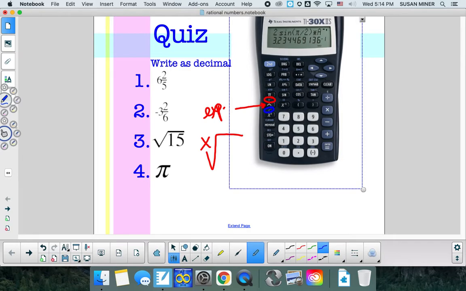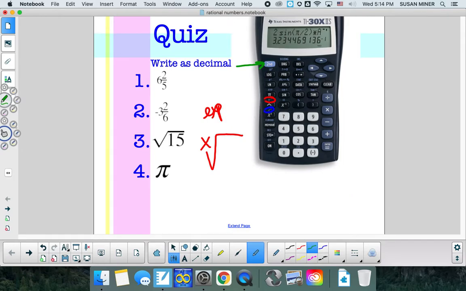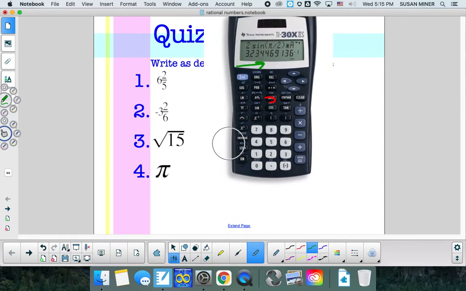And if I want the things in blue, what I need to do is push the blue button first. So I'm going to push second function and then one of these buttons. If I'm taking the square root, then I can use this button. If I want to take the cube root, I have to do a couple of things first, okay? Let me erase for just a second.